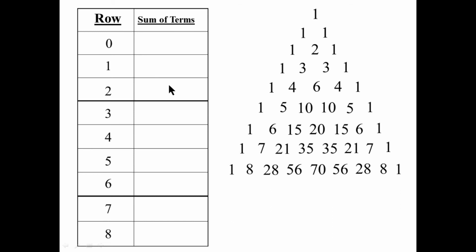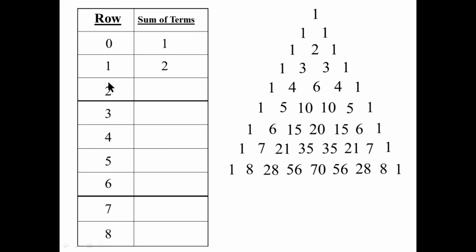Let's take a look at this. Here I've written out the triangle. Row number, sum of terms. So in the 0th row, this is the 0th row. Add up all the terms. Well, it's just 1. In the 1st row, add up the terms.